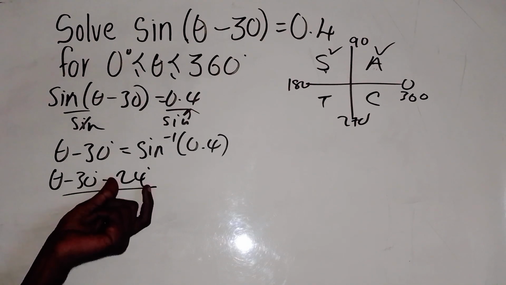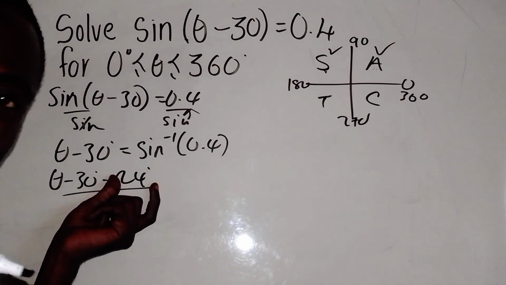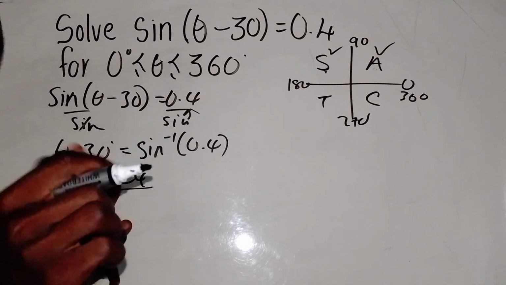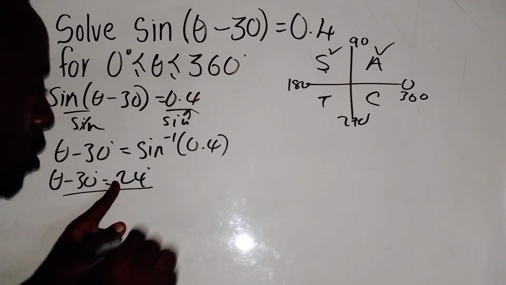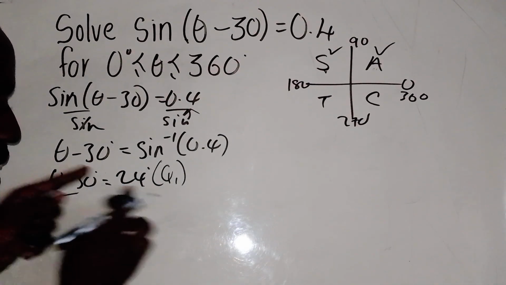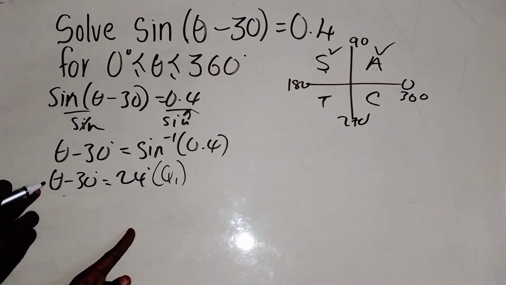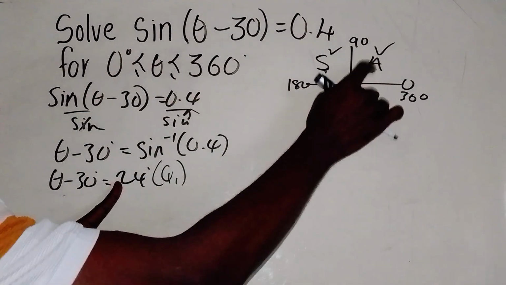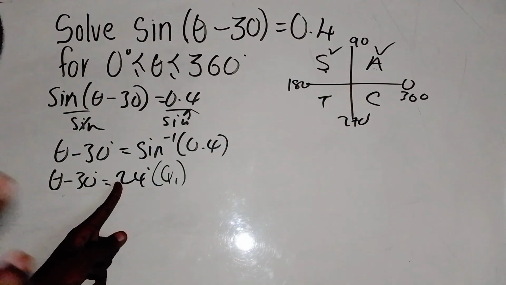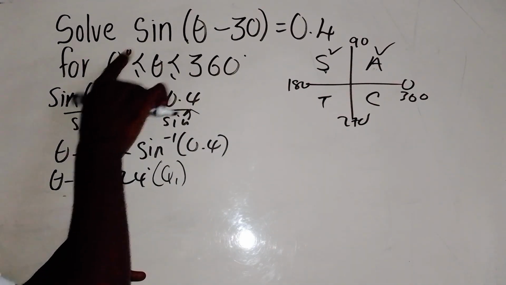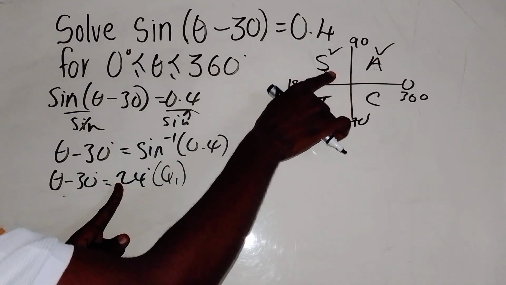Now this 24 you get here, pay attention. This 24 is for the angle in the first quadrant. So this one represents the angle in the first quadrant, only this 24, not everything. Now we need also to find the angle in the second quadrant. Why? Because I've said 0 degree to 360, which goes up to the second quadrant.